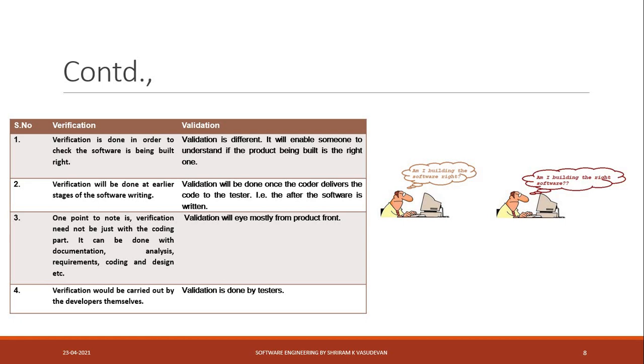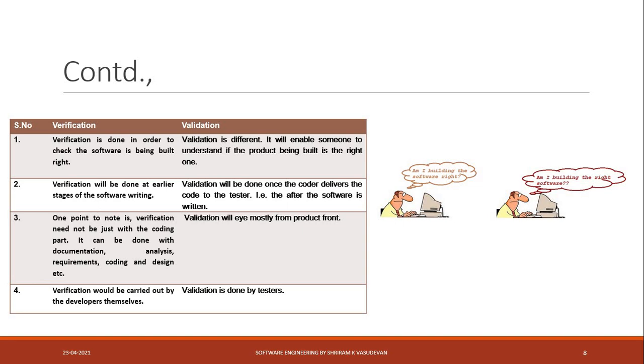Verification will be done at very earlier stages. It will start in the earlier stages, but validation can be done at midway and above that. Once the code is ready, I can start validating. And a very important point to notice, verification is just not for code. Verification can be for design, verification can be for requirements, verification can be for documentation. But when you come to validation, it will come in the perspective of the product. I have a product, I need to test it, so I need to validate it. It will come in the perspective of the product.